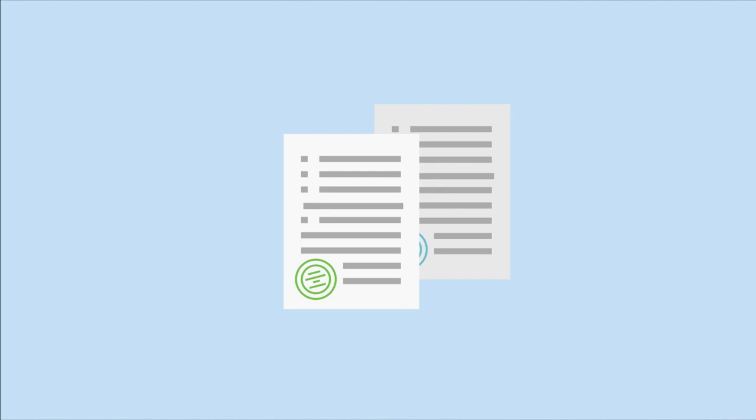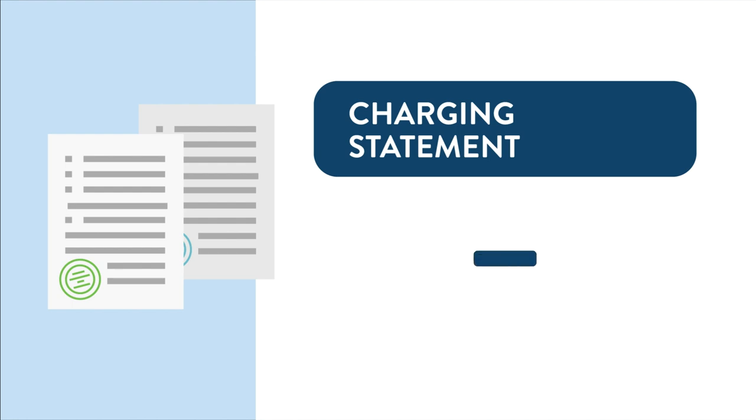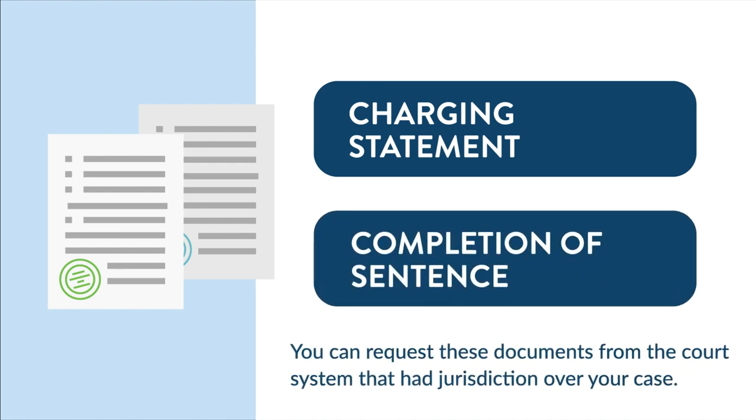If you have a criminal record, you'll need to provide a written explanation along with copies of both the charging statement and an official document showing you have completed any sentence. You can request these documents from the court system that had jurisdiction over your case.